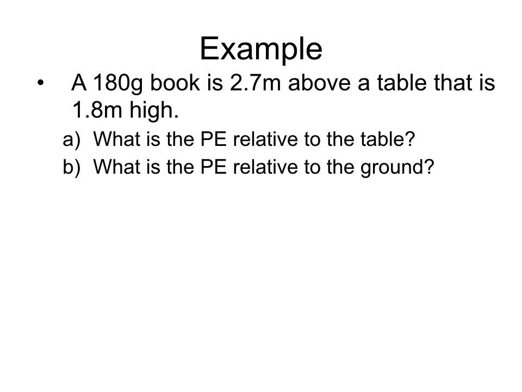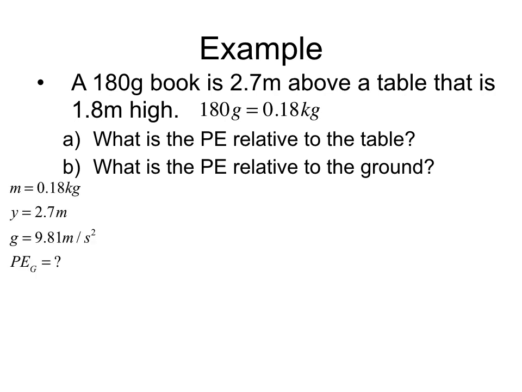So for example, a 180 gram book is 2.7 meters above a table that is 1.8 meters high. What is the potential energy relative to the table, and what is the potential energy relative to the ground? So first thing I would do is change my grams into kilograms. So we know 180 grams is 0.18 kilograms.